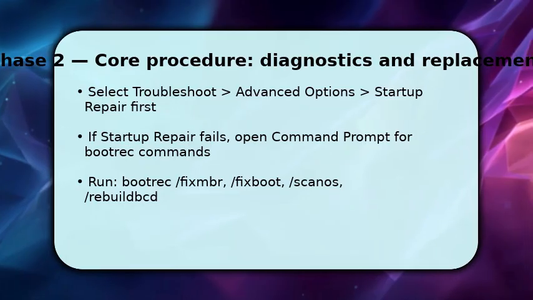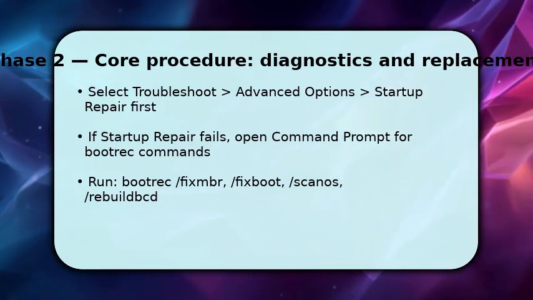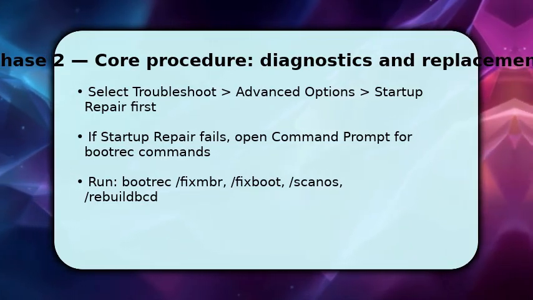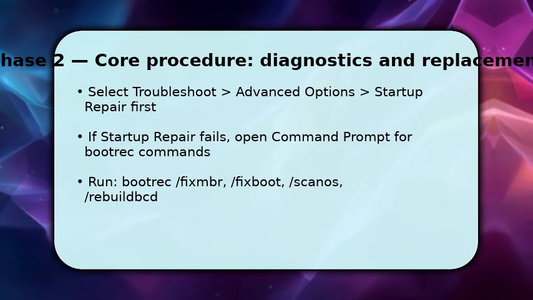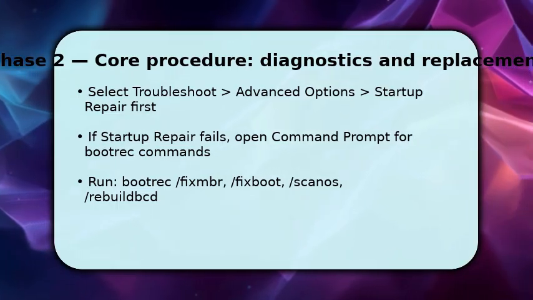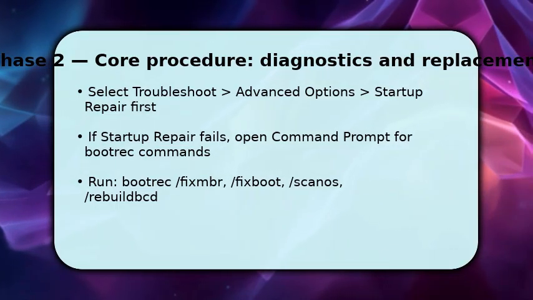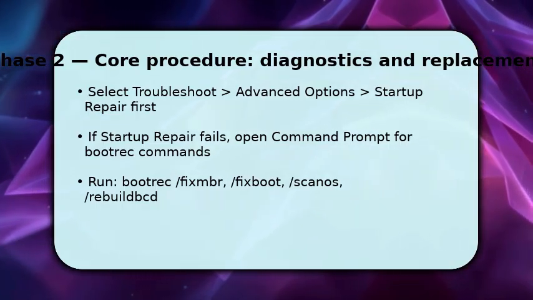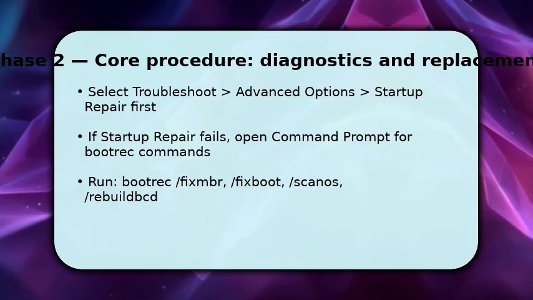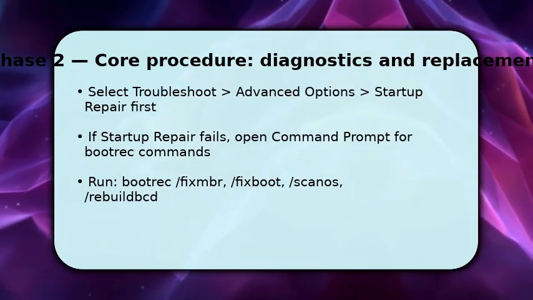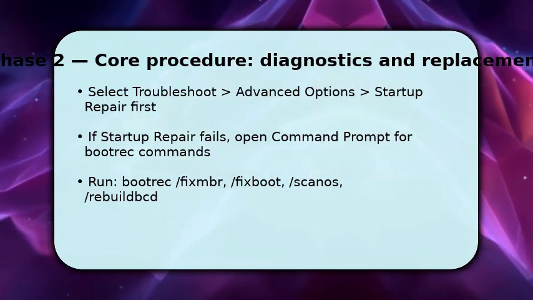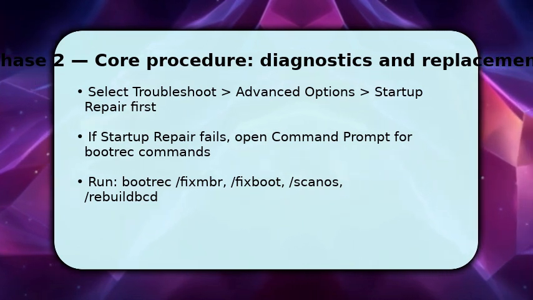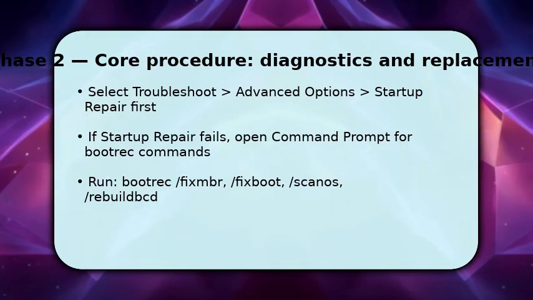If that fails, open Command Prompt to execute targeted repairs. You'll run bootrec /fixmbr to restore the master boot record, then bootrec /fixboot to rewrite the boot sector. After that, run bootrec /scanos and bootrec /rebuildbcd to detect and rebuild Windows entries. Make sure to check drive letters in diskpart if commands report missing volumes. Then retry rebuild steps. After completing repairs, remove any recovery media and restart the PC to test normal boot.